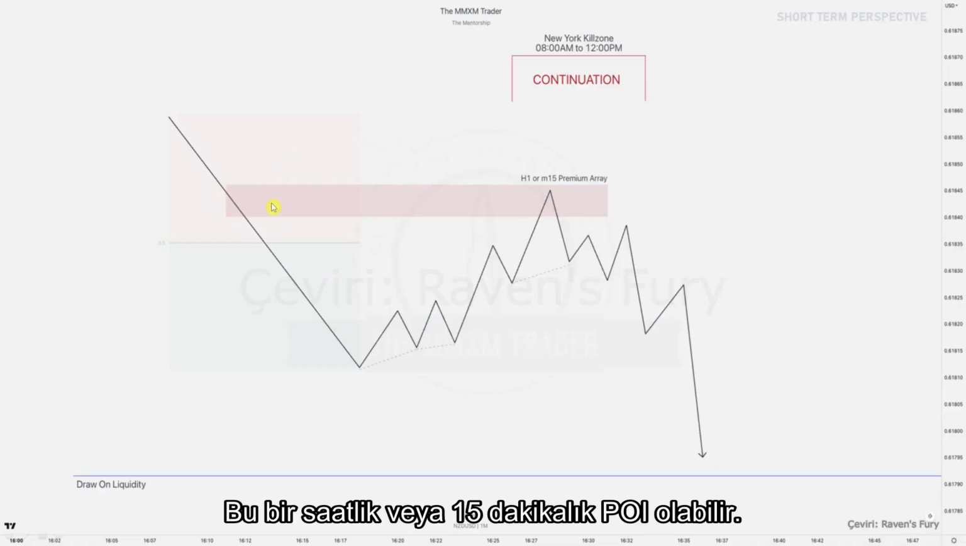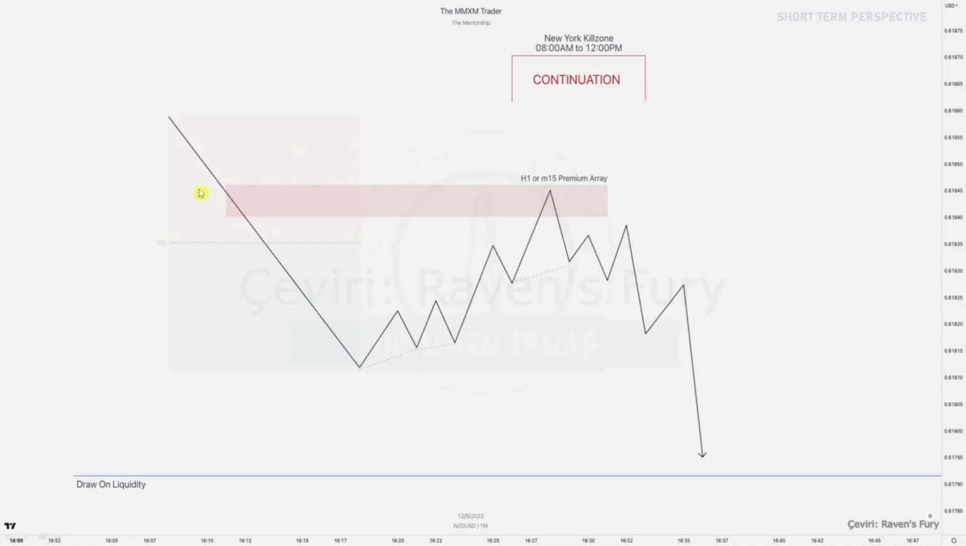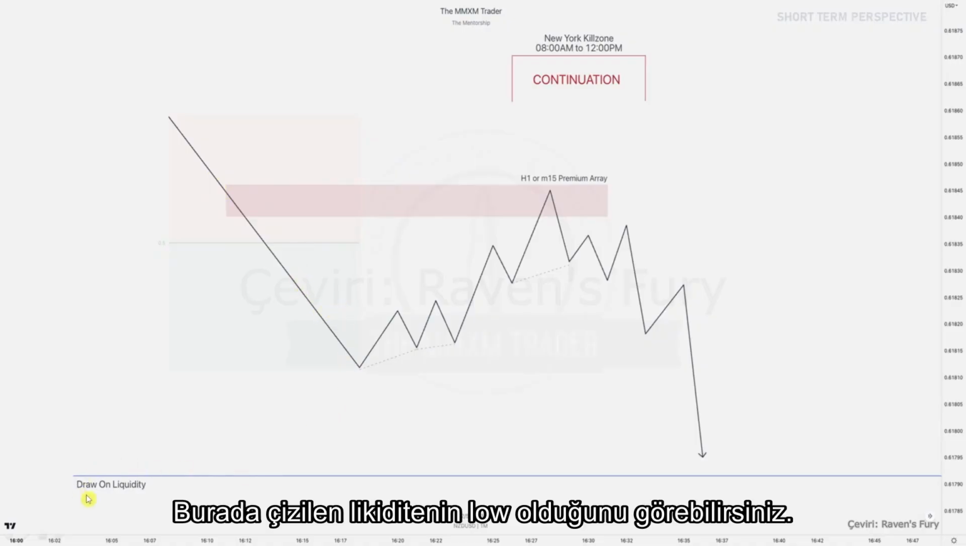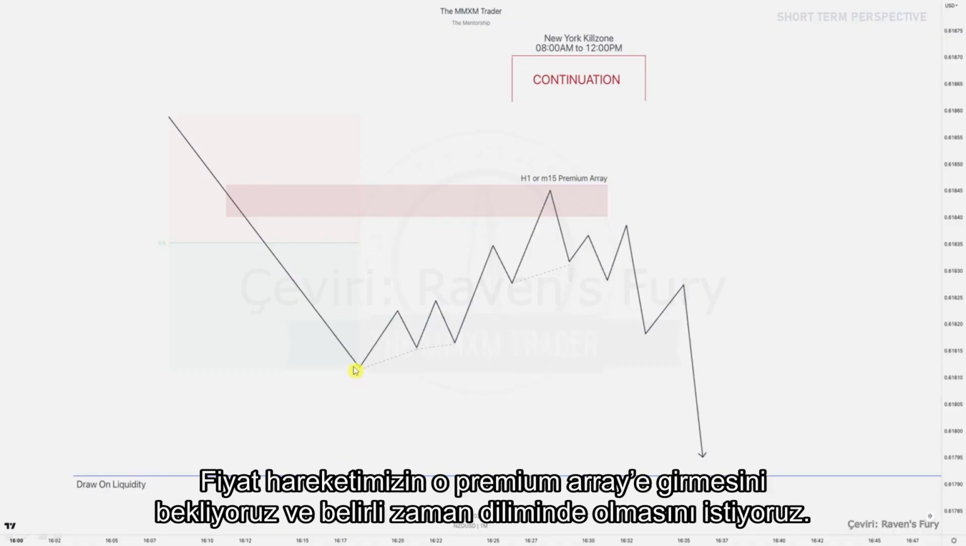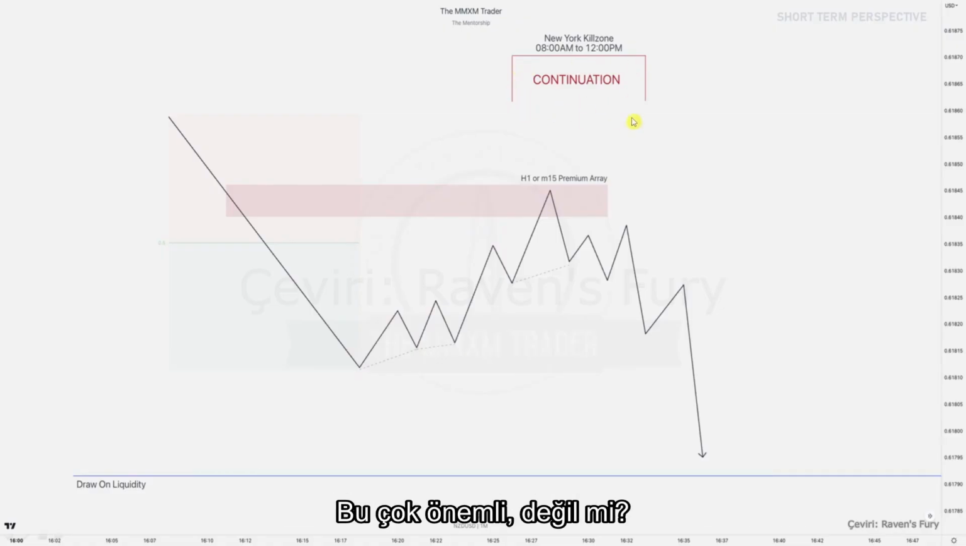So that could be a 1 hour or a 15-minute POI. And you can see the drawn liquidity over here is lower, and we wait for our price action to go into that premium array and in that specific time zone. That is very important, right?